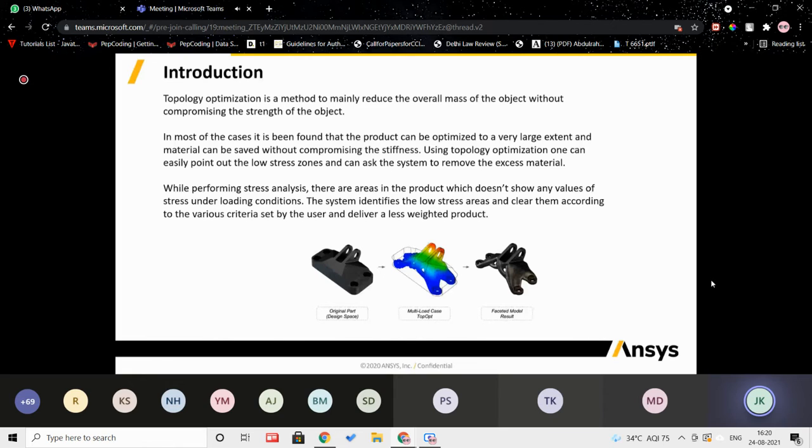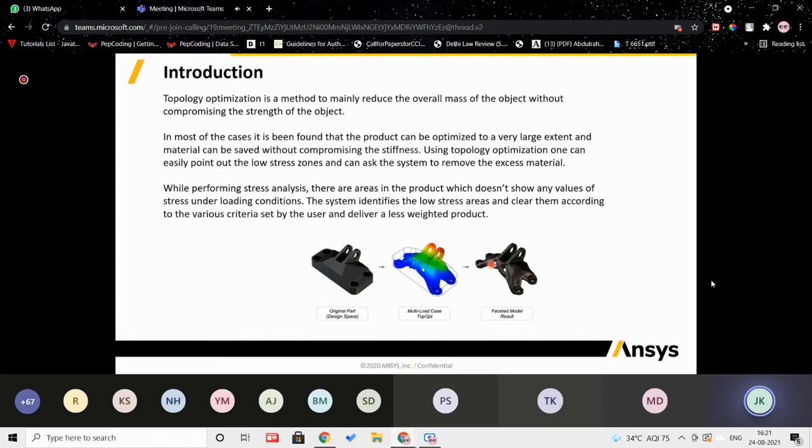But if you want to make the structure more robust or more efficient, you need to take the material from the regions where the stresses are very low, and then add that material to the region with the maximum stresses, so that the region having the maximum stress will have more material and the stress will decrease. Of course, the region where you removed the material is a low stress region, so it will not have any impact on your simulation.